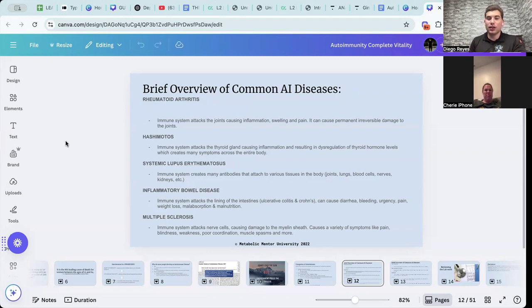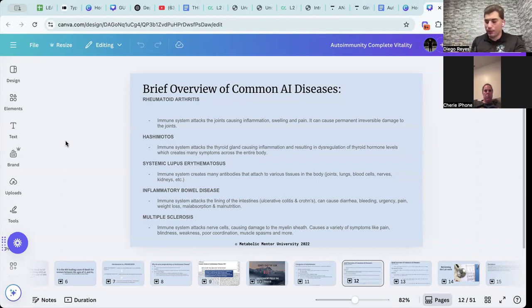I know many people dealing with inflammatory bowel disease who had their intestines removed because the doctor said that's the only way to resolve this issue, but that's not true. You can resolve it by getting to the real reasons why it's inflamed in the first place. Why are your intestines inflamed? You can find this through a GI map test, but that's a whole different story. Multiple sclerosis: the immune system attacks nerve cells, causing damage to different areas in the body.